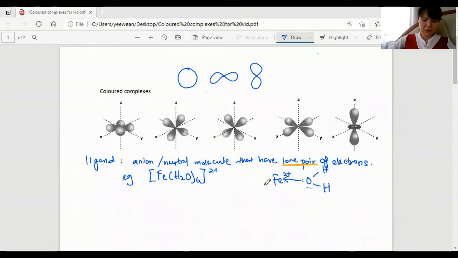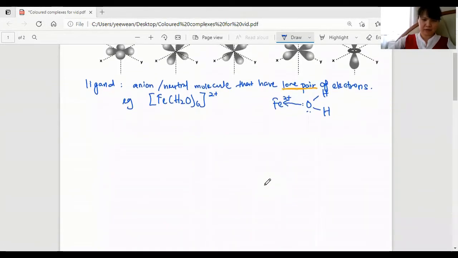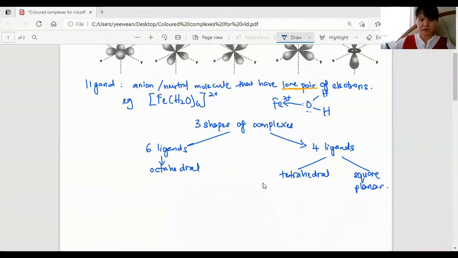We'll cover 3 shapes of complex: with 6 ligands, octahedral; with 4 ligands, there are 2, tetrahedral and square planar. In this video, we're not going to focus on the shapes of the complexes. We're going to focus on the color of the complexes. So not so much focus on octahedral, tetrahedral, and square planar.